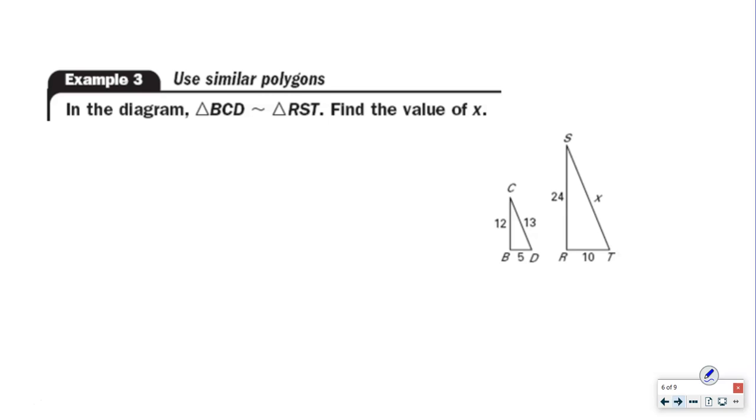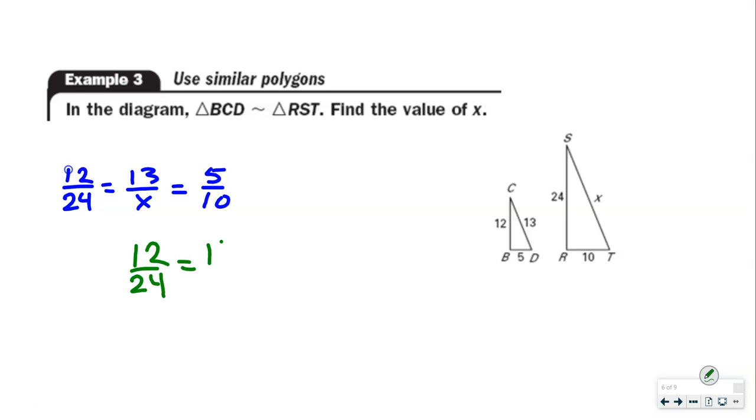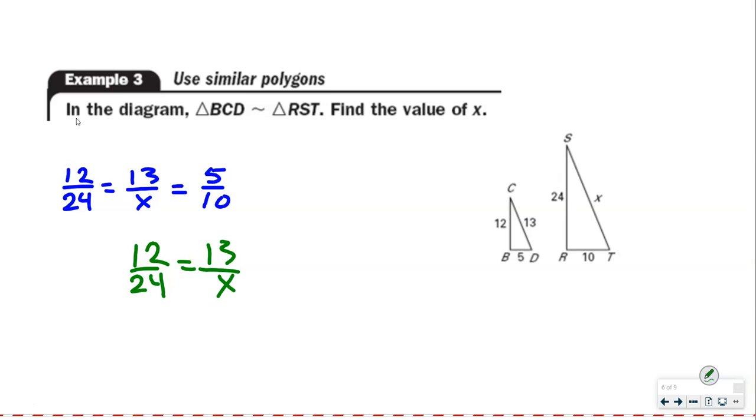So we know that 12 over 24 will equal 13 over x and equal 5 over 10, right? All three of their proportions, or the ratios, are going to equal each other once they simplify it out. So all we really need to do this is two of those. So if I just say 12 over 24 equals 13 over x, from here I can cross multiply.